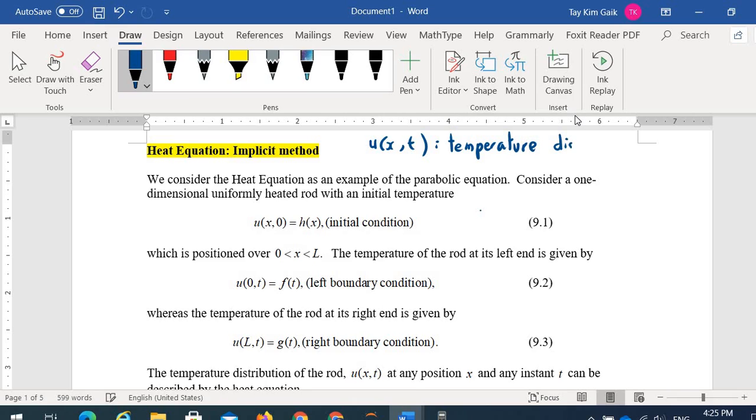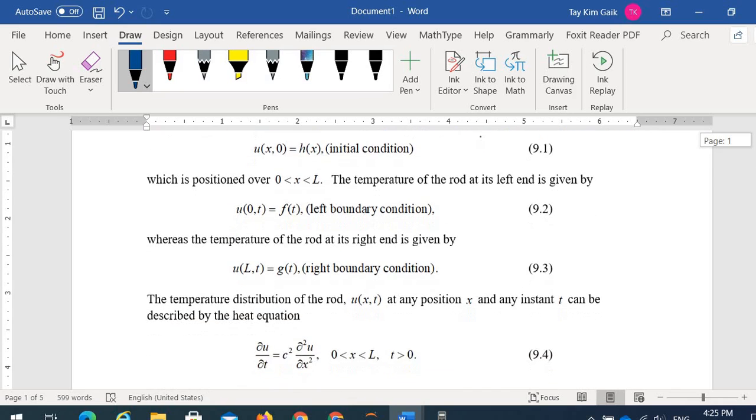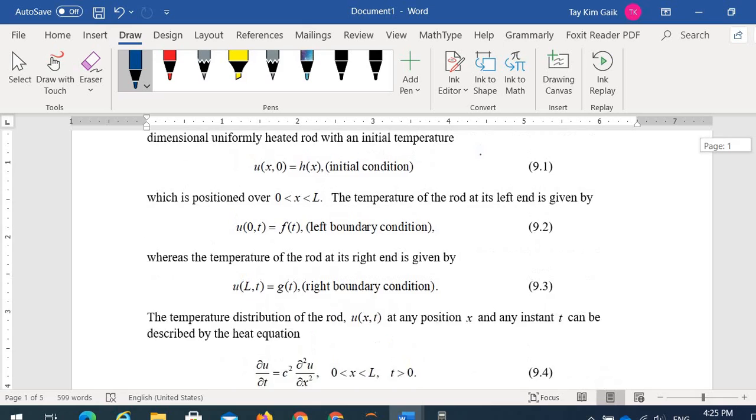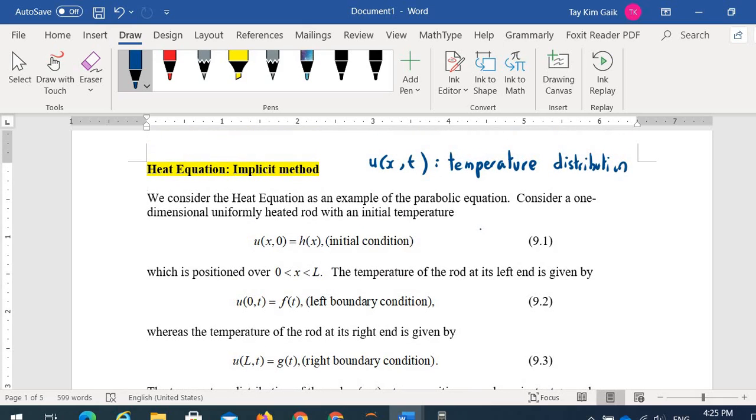The temperature distribution of the heated rod, which is placed on the x-axis from 0 to L, can be described by the heat equation ∂U/∂t = c² ∂²U/∂x², where c² is the thermal coefficient, x is the position of the rod, and t is the time. Let's say the rod is put at x equal to 0 up to x equal to L.